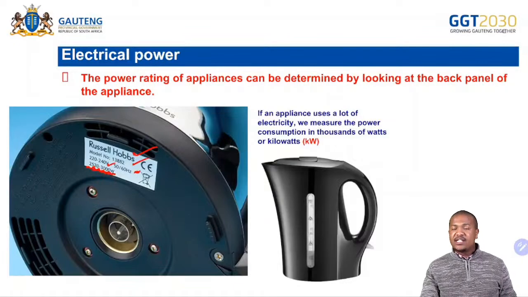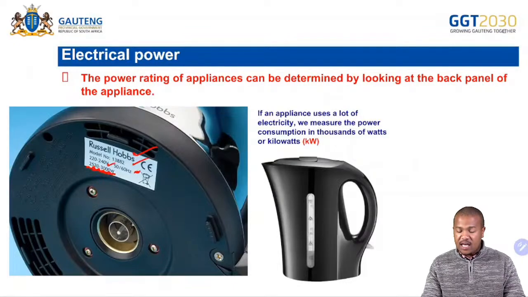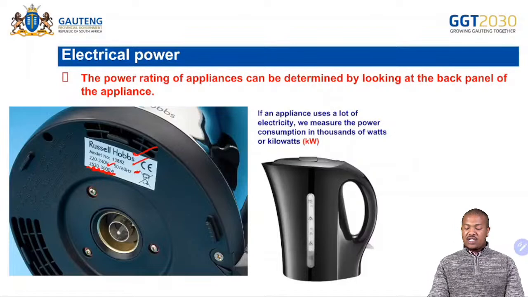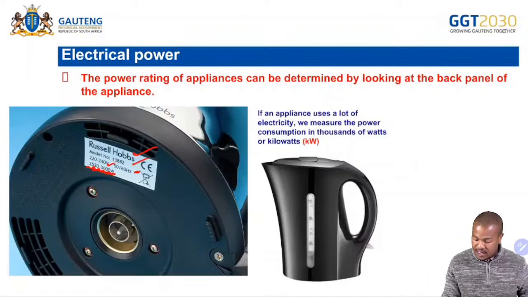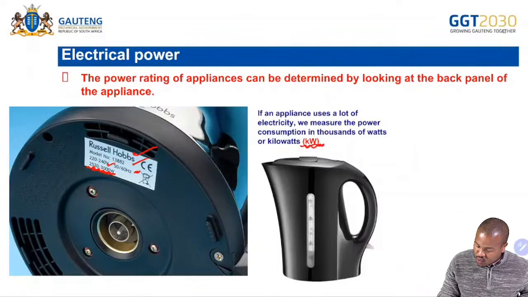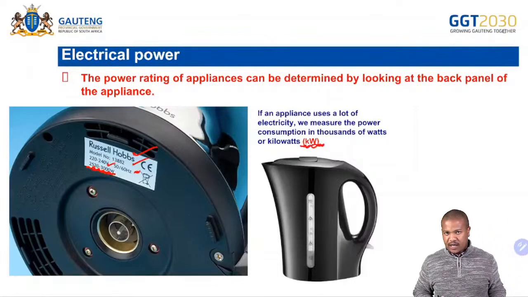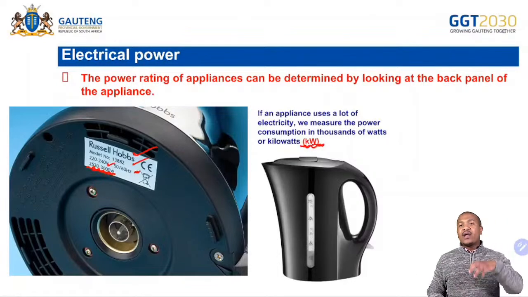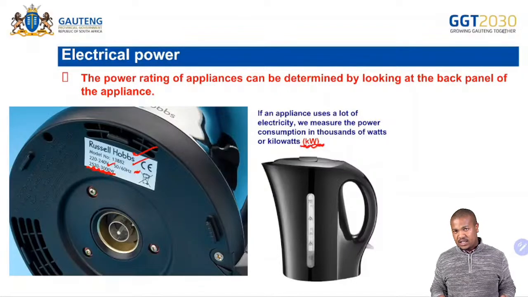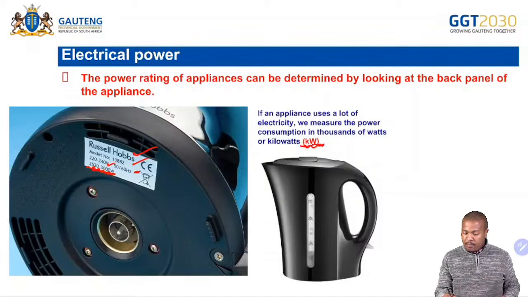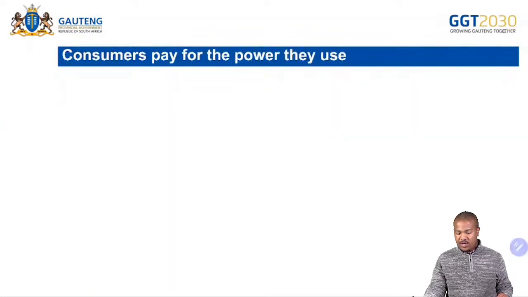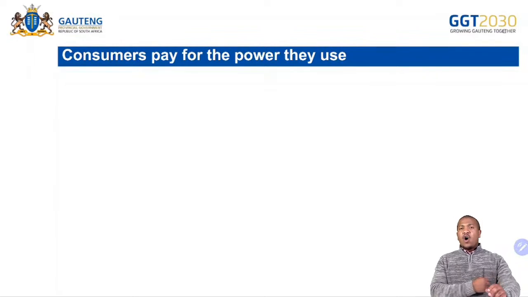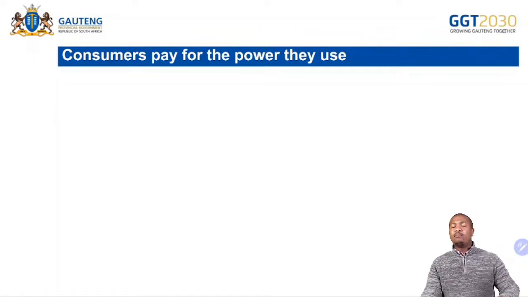If an appliance uses a lot of electricity, we measure the power consumption in thousands of watts, and thousands of watts are known as kilowatts. So we use this when an appliance uses a lot of electricity. We can measure the power by converting the watts into kilowatts. Are we together?